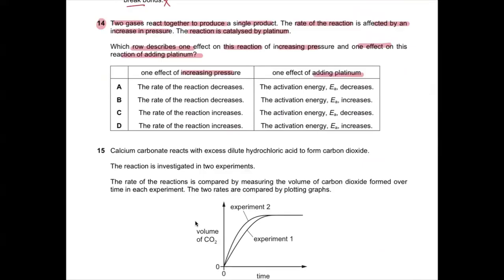Okay, let's discuss the rate of reaction. Obviously, when we increase the pressure, the rate of reaction is going to increase. So A and B go wrong. If the activation energy increases, then the rate of reaction would decrease. So a catalyst does not increase the activation energy. So D goes wrong. A catalyst decreases the activation energy. So C is the correct answer.